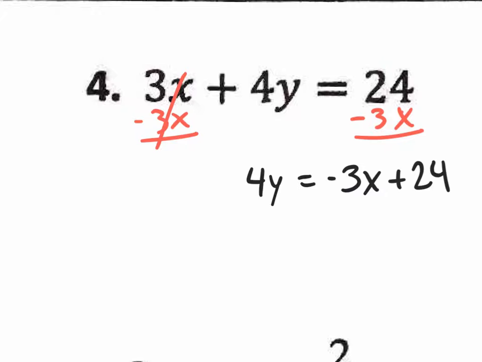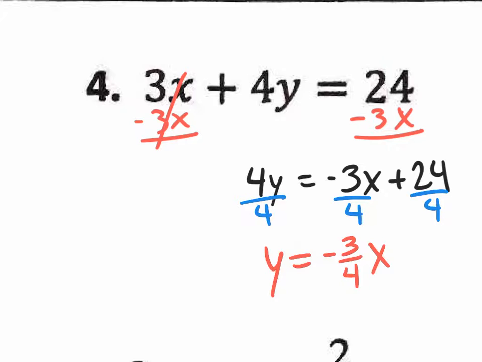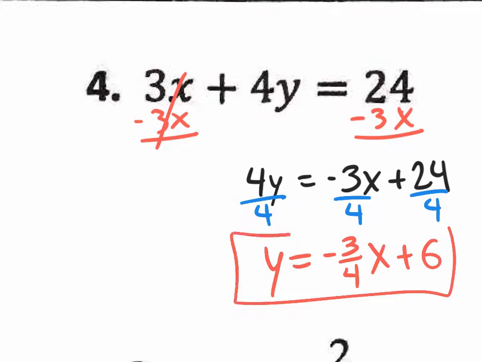Last but not least, I need to get rid of the 4 that's right there. So how do I get rid of the 4? Divide by 4, that's right. Divide everything by 4, and you'll have your function form equation, y by itself. y equals negative 3 divided by 4. You can't really do that, so you just write it: negative 3/4 x plus 6. 24 divided by 4 is 6. And that's your answer. And a lot of people did not get that answer.